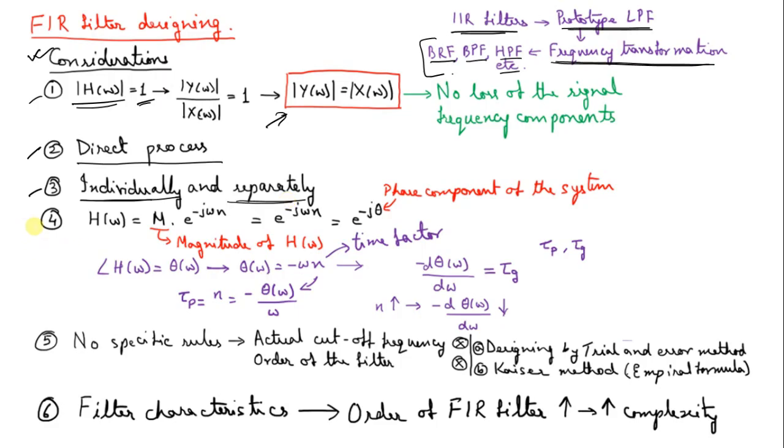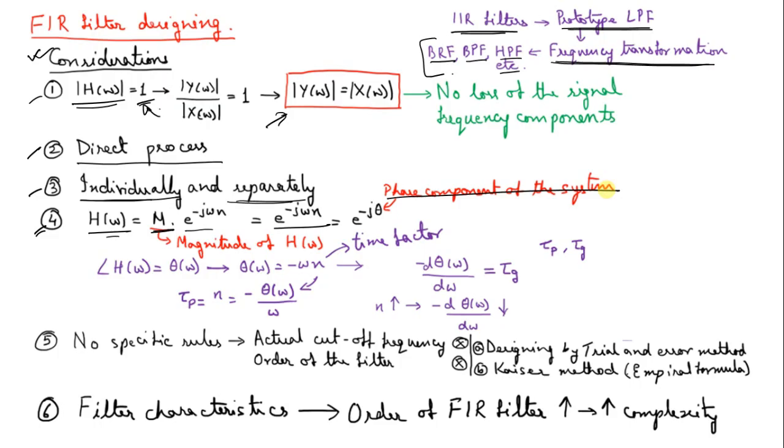Then coming to point 4. The general representation of the filter is h of omega equals capital M multiplied by e to the power minus j omega n. However, we have discussed that the magnitude of h of omega is considered to be 1 over here. So this equation simplifies to e to the power minus j omega n, which is equal to e to the power minus j theta, where theta is the phase component of the system.